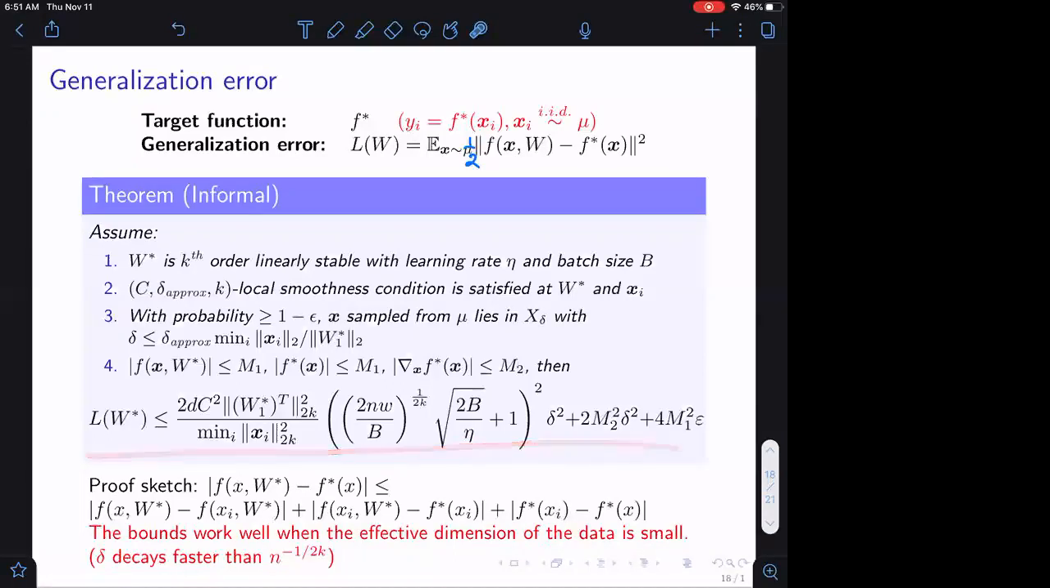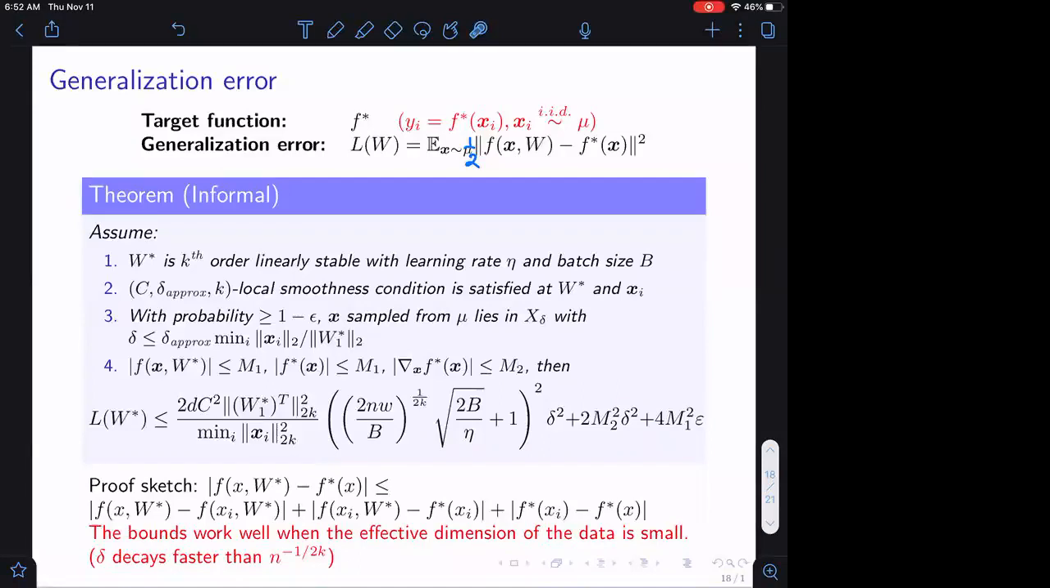Okay. Once we have these assumptions, we can prove the following statement. The generalization error of my neural network that I obtained from SGD, assuming it's K order linear stable, can be bounded by 3 terms. The first term is what we have seen on the previous slide, plus 2 other terms. One involves the gradient of the model function, and one involves the model function value itself, multiplied by some small parameters. Therefore, as long as epsilon is small and delta is small, we can show that the generalization error is also small. So let me give you a quick proof sketch of how to prove a statement like that.